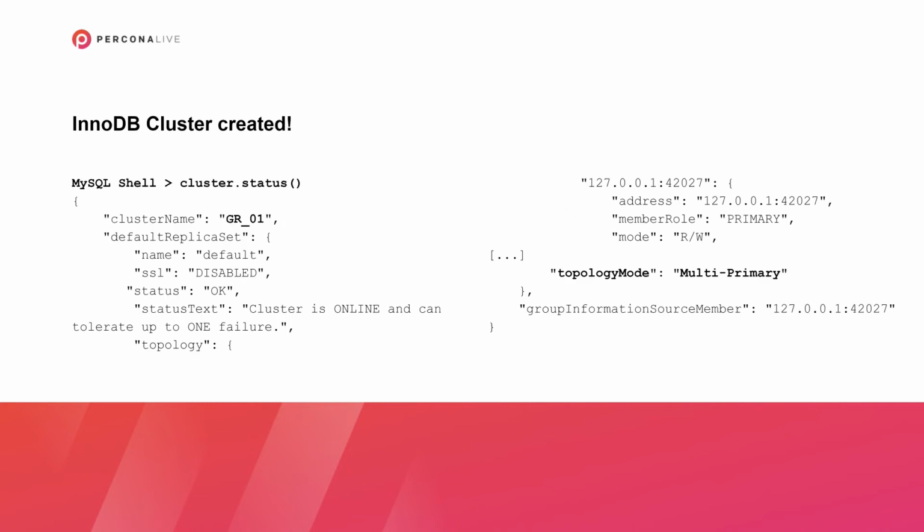Once it's created, there's a status command that will tell you its health, which members are online, what the member roles are, if the nodes are read-write, and what the status of the cluster is, if it's accessible. It will also tell you the topology. In this case, I left it as the default multi-primary, which doesn't work for cluster set, but just to show the kinds of checks that are done when you try to create an InnoDB cluster set.